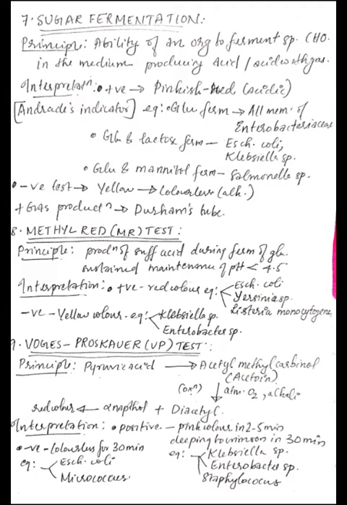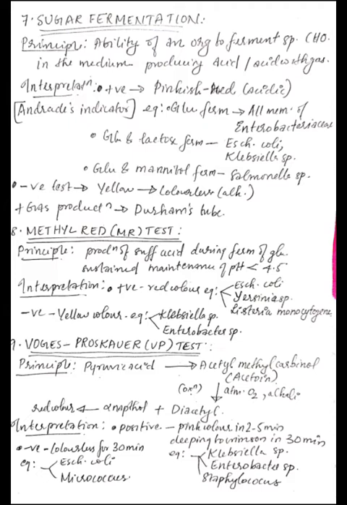If the test is negative, the yellow color changes to colorless, and colorless shows alkaline medium. If gas production is there, it can be seen with the help of Durham's tube. The Durham's tube will be inverted, so the bubble formation can be seen.